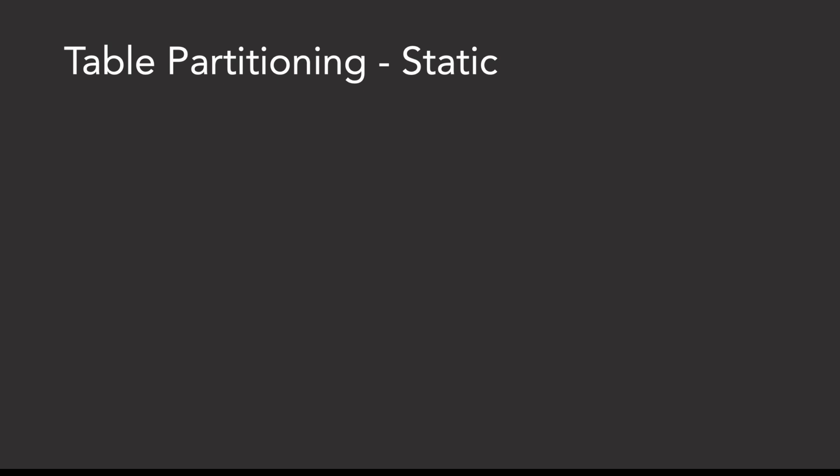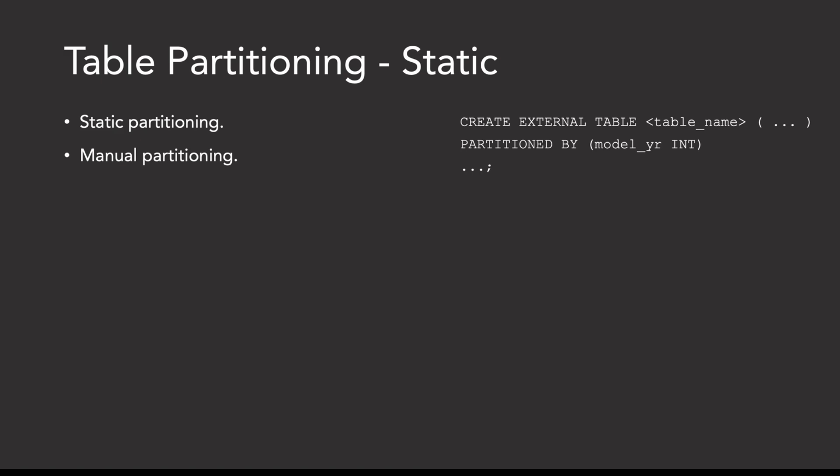Now there are two types of table partitioning. One is static partition and the other one is dynamic partition. So what is static partitioning? Static partitioning is nothing but manual partitioning. So you create a table, let's say you mention partition by model year and the data type integer.